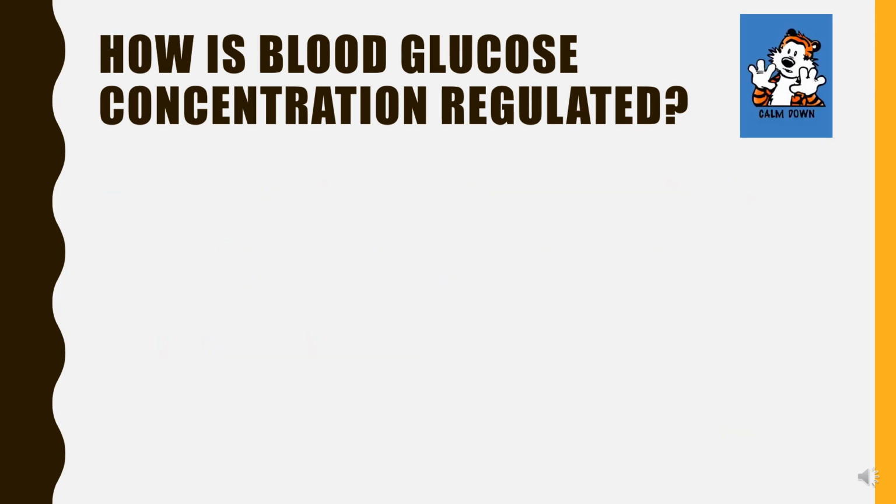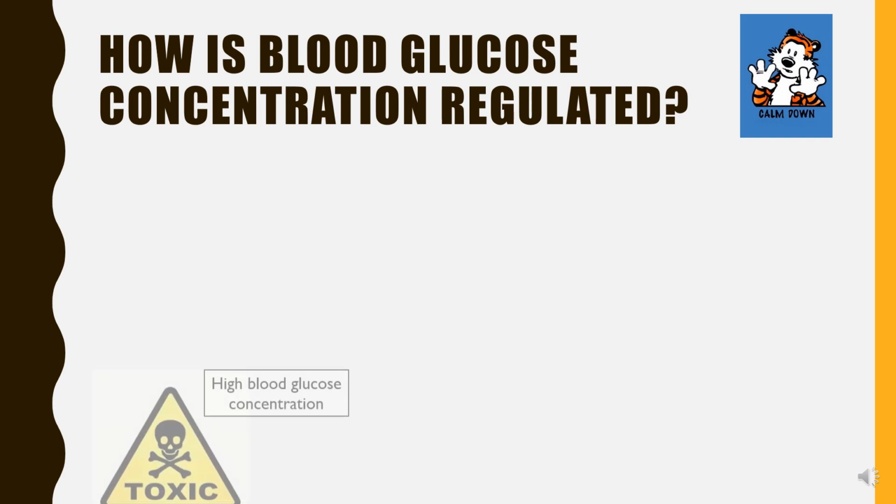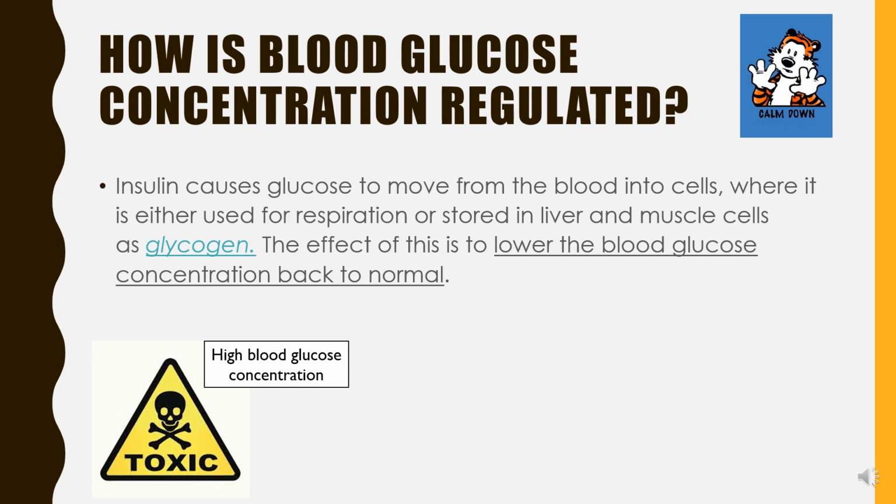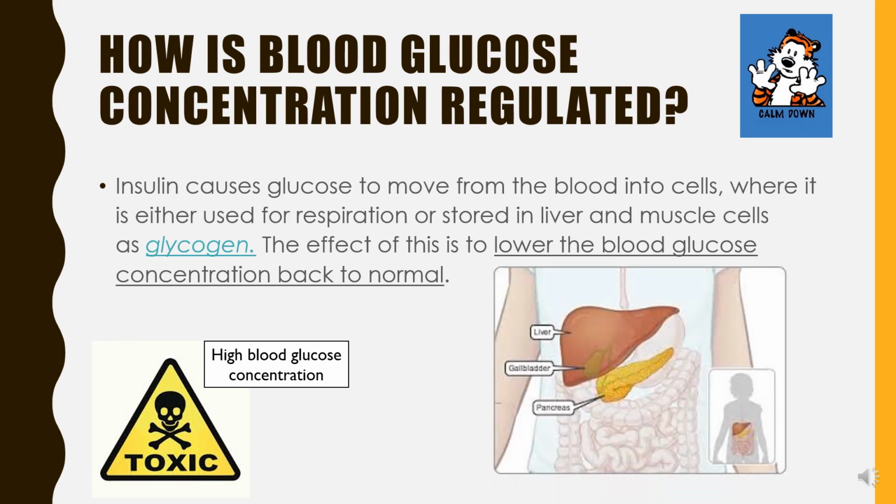How is blood glucose concentration regulated? High levels of blood glucose concentration will be toxic to us, so we need to remove it from the blood. The hormone insulin causes glucose to move from the blood into the cells, where it's either used for respiration or stored in the liver and muscle cells as glycogen. The effect of this is to lower the blood glucose concentration back to normal. We know that glycogen is an insoluble compound because it's a large molecule. Glucose is converted into glycogen. The main storage organ for glycogen is the liver.